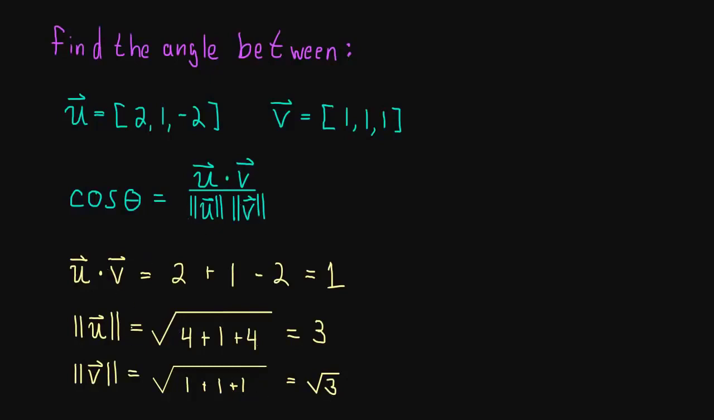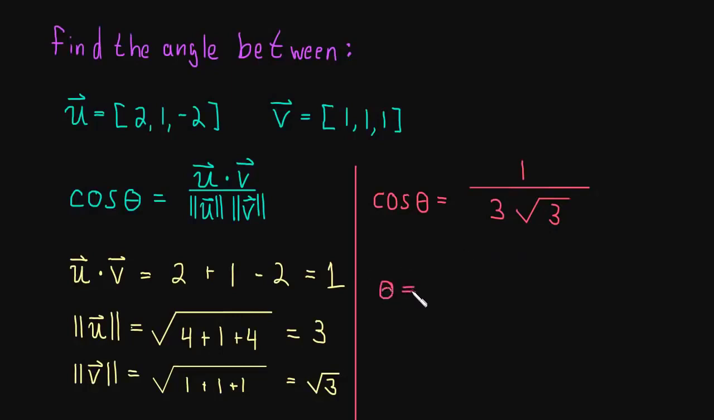So we have our necessary pieces here, so let's put them all together. So we have the cosine of the angle between the two vectors is equal to the dot product of the two vectors, which we found was equal to 1, divided by the length of u, that's 3, times the length of v, that's the square root of 3. So this is the cosine of the angle, so to find the angle, theta is just equal to the arc cos, or the inverse cos, of 1 divided by 3 times the square root of 3.